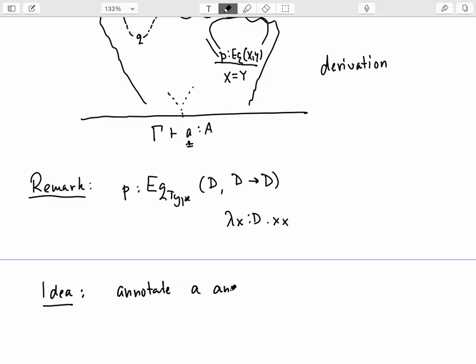So the idea is annotate A, and maybe A with missing terms of type X. Yeah.